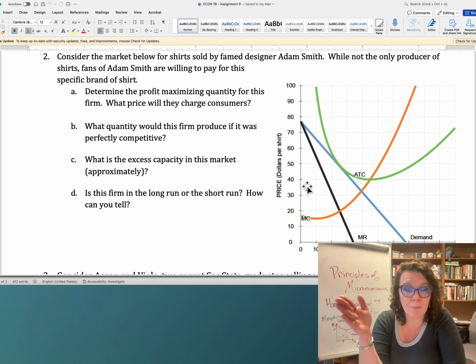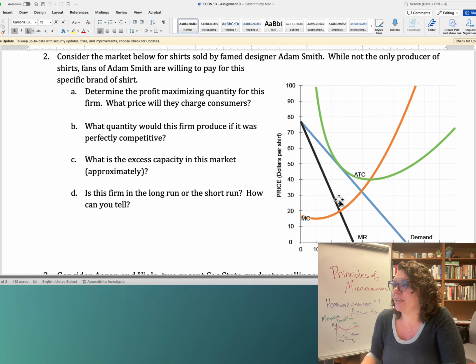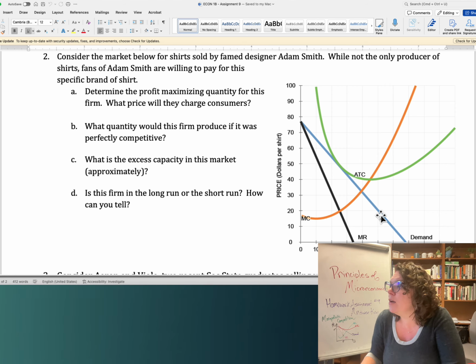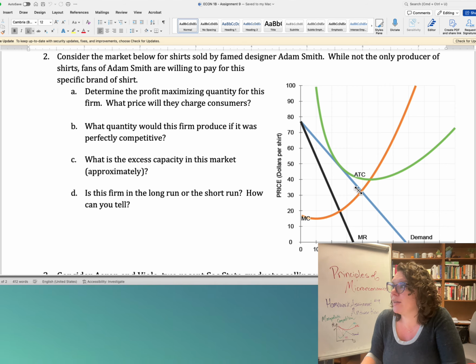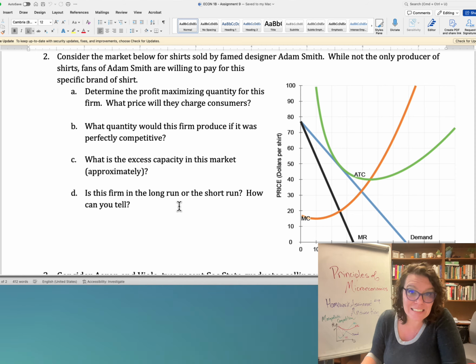So if we were a perfectly competitive market, we would see a higher quantity and a lower price than we see in the monopolistically competitive market, right? Here's the monopolistically competitive market, right? The monopolistic competition quantity of 25 and price of, say, $48 versus the perfectly competitive quantity of 40 and price of maybe $32.